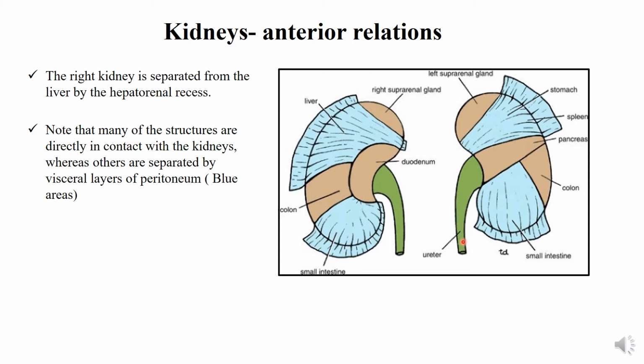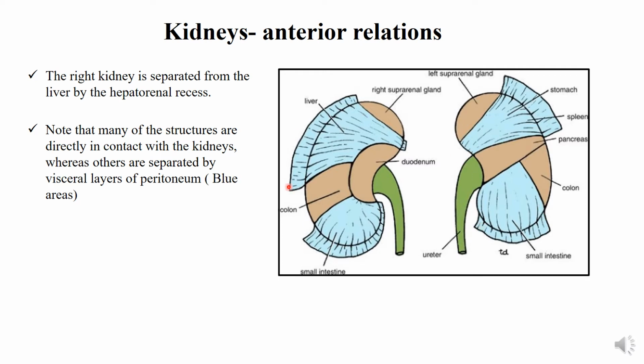If we look into the left kidney, we will see that it is related to the stomach, the pancreas, the spleen, the descending colon, and the jejunum, part of the small intestine.